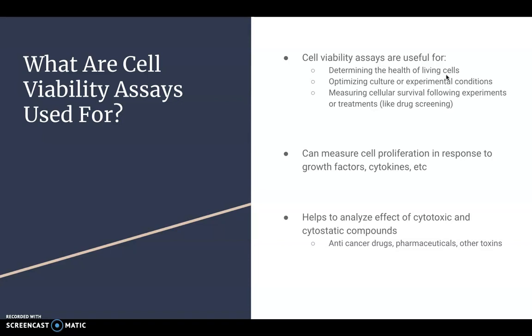And this one I think is really important, and I wouldn't have thought of it otherwise: it can help to optimize cultures, so the media that cultures are grown in, or the parameters regarding experimental conditions. So they can be used for lots of different things, really useful for all different kinds of scientists and experiments, really versatile, and as you'll see, pretty easy.